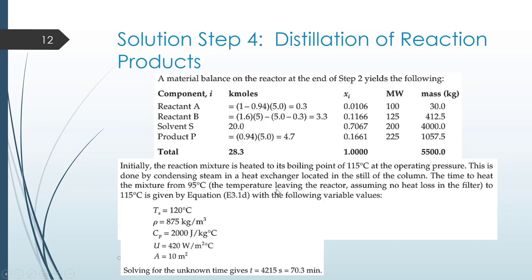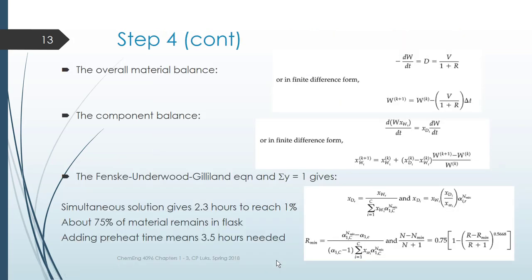Now they heat it up and then run it through. These are the variables, and if they do this using batch distillation, the equations are in the book if you want to look them up, or you can look them up from your old separations textbook. They see that this is going to take 70 minutes, so we're good. Oh, here are the equations for this, and 2.3 hours will reach our goal. If you add in preheat time, then the 3.5 hours is satisfactory. And again, these are just equations that you've done in your distillation courses.